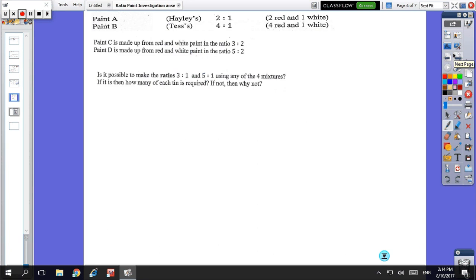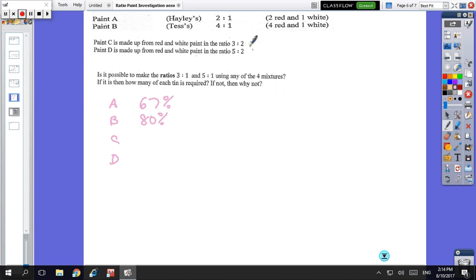Okay, so this next one, we couldn't just have the same answer, so we've introduced some new paints, 3 to 2 and 5 to 2. So let's have a look. So we've got can A, can B, can C, can D. So can A is 67%, and we have 80% for can B.